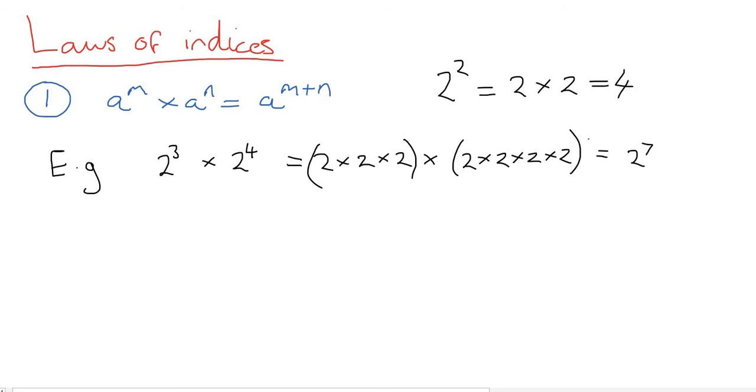And in fact this works on all numbers. So a to the m times a to the n, well, you just add the powers together. That's our first rule. Another example, let's do 3 squared times 3 to the 5. This is 3 to the 2 plus 5, which equals 3 to the 7. So that's rule number 1.